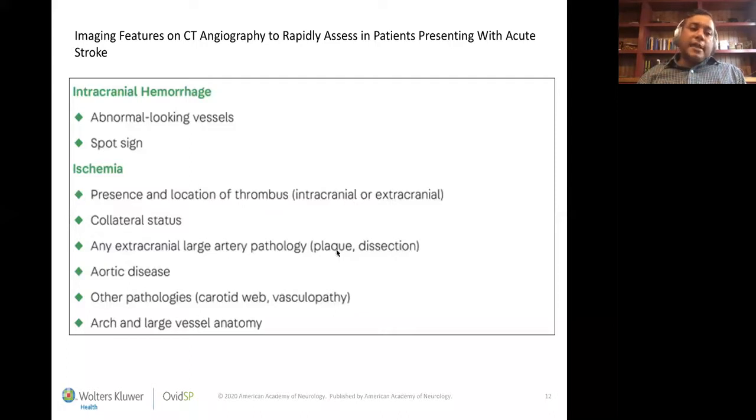So, that's our practice. For intracranial hemorrhage, you would obviously be looking for abnormal looking vessels because it is vascular imaging. And then you'll also be looking for this sign called the spot sign, and I'll show you some scans. And for ischemia, you'll be looking for the clot itself or the thrombus, location, presence, extent. You look for collateral status. You look for extracranial large artery pathology, and I'll show you some scans. You look for aortic disease. You look for some other pathologies. And then for interventional purposes, you obviously want to look at the arch and large vessel anatomy.